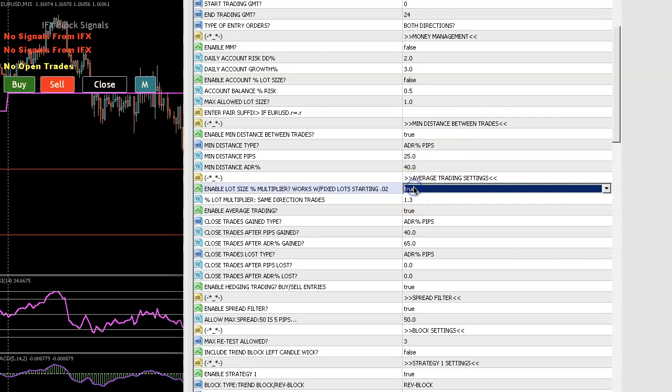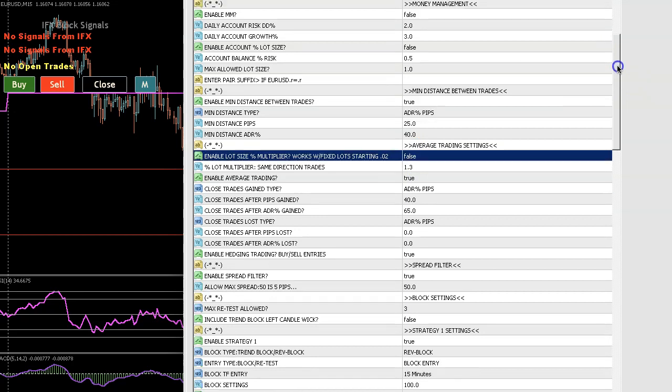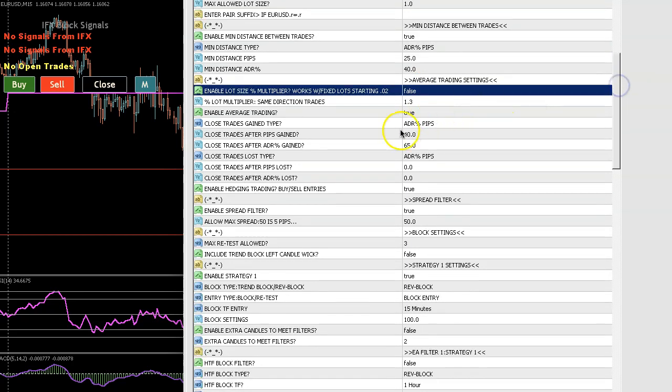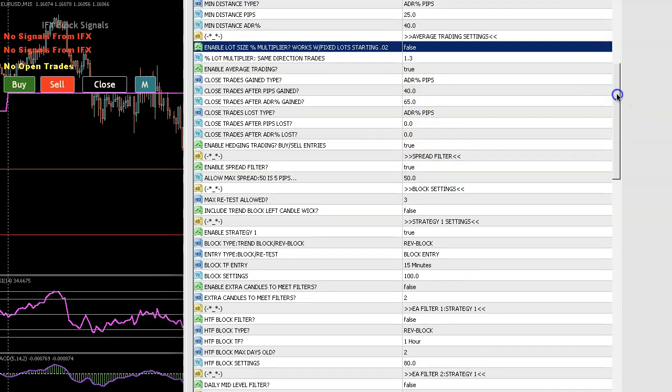This is up to you. You don't have to use lot multiplier; you can just leave that the same. We use ADR as maybe 65 in here. You can change this around when you're testing out the EA. We don't even have a stop loss in here. We can do that ourselves if we actually see that the market is going way against us, right?